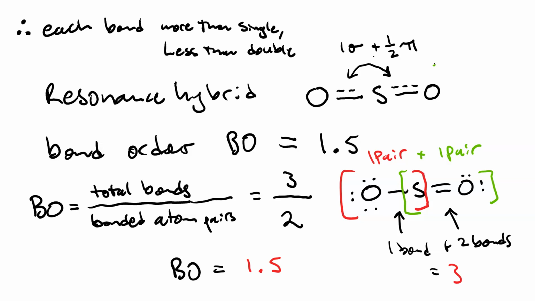A greater bond than a single bond, which has a bond order of 1, but a lesser bond than a double bond, which has a bond order of 2. And you can think of it as the pair of electrons that comprise the pi bond are delocalized.